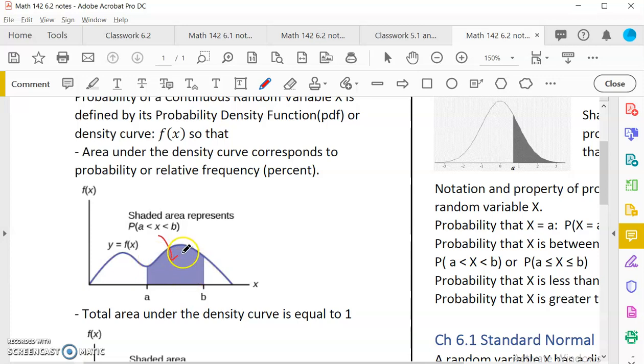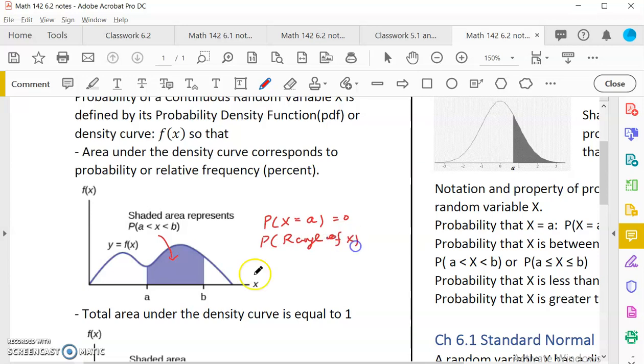Then you might ask, Ms. Chen, I just want to find the probability of X equal to something. Is it necessary? No, it's not necessary. In the case of X being a continuous random variable, the probability of X equal to a value like a, b, or c is always equal to 0 because it's continuous. So there's no area at a point. A point is just a line, there is no area. An area has to be a range of X values.